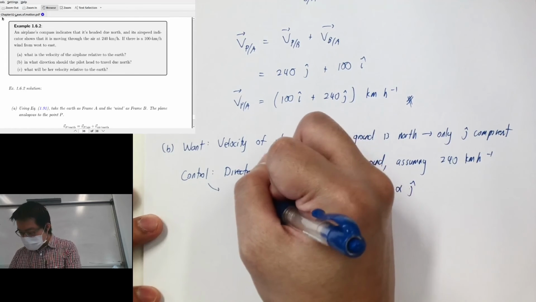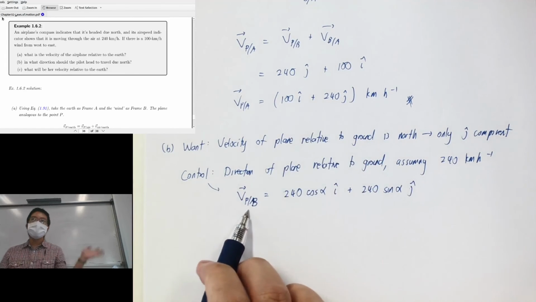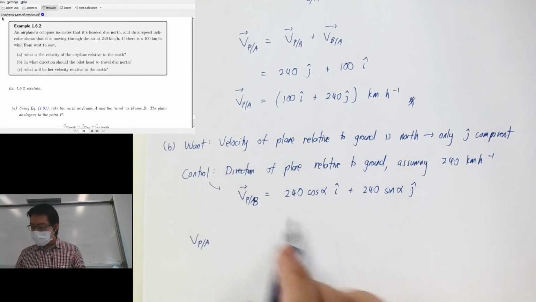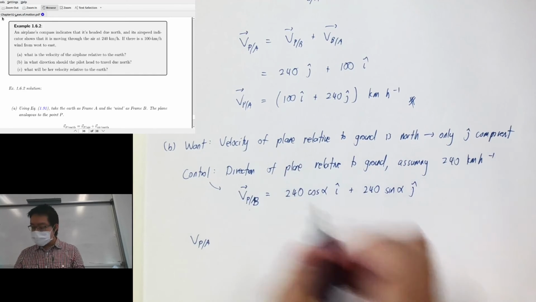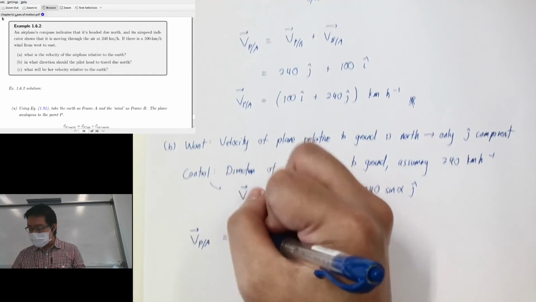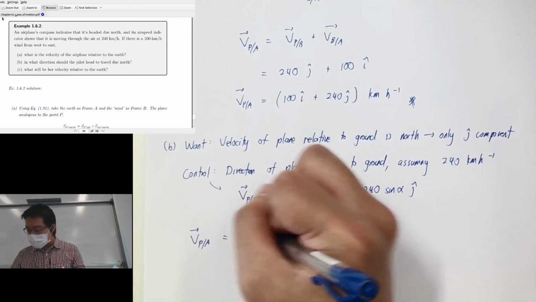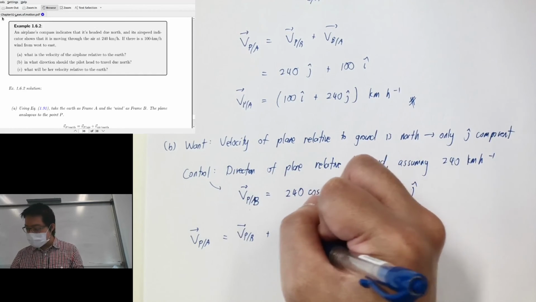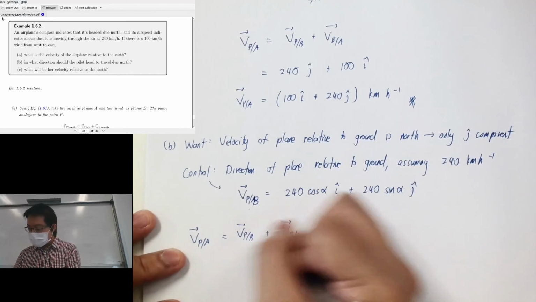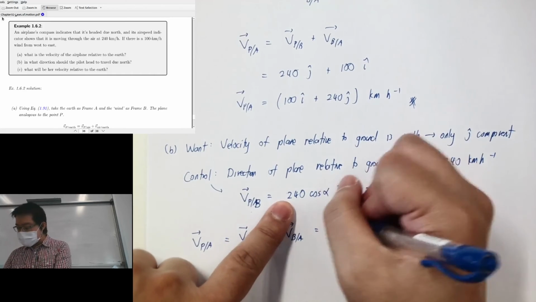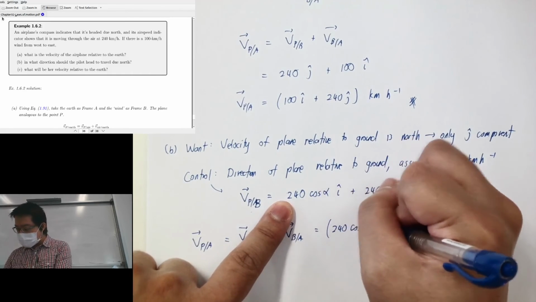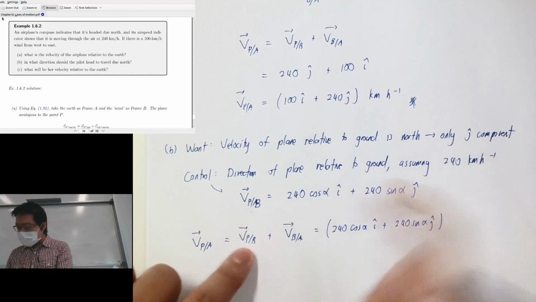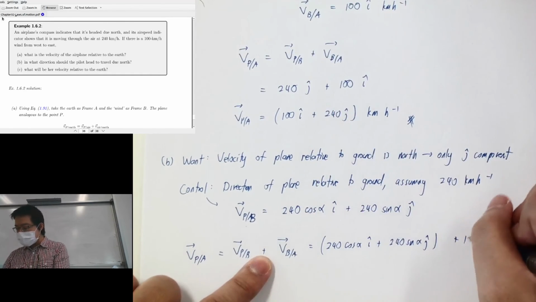Sorry, I keep using the wrong reference, relative to the wind. So what we want is VPA to be moving purely north. That means VPA is VPB as always, plus the wind speed, which is the wind relative to the Earth. So the first term is 240 cos alpha i plus 240 sine alpha j, and then the wind speed was just 100 i.